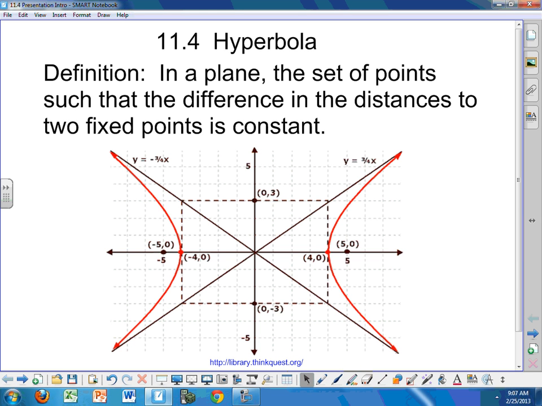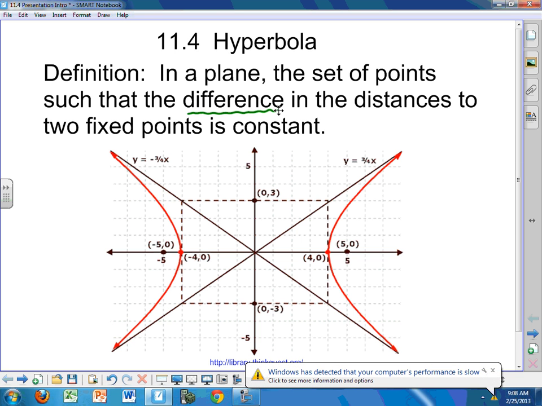Today we are starting the first of several videos on the hyperbola, and you see here we've got our definition in place: in a plane, the set of points such that the difference in the distances to two fixed points is constant. Now in the last set of videos on the ellipse, we saw the only change in our definition is this word right here, where in the ellipse, the word was the sum of the distances to two fixed points is constant. And in this case, we're talking about subtracting the distances.